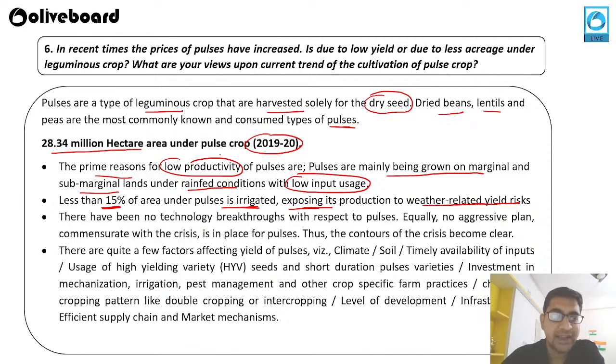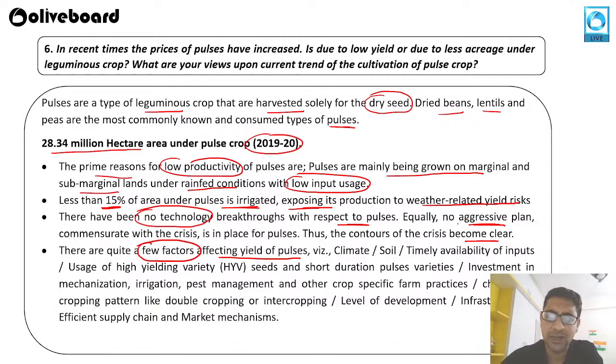Okay, there have been no proper technologies incorporated with respect to pulses, and there has been no aggressive plan to increase the cultivation of pulses. Okay, thus the contour of the crisis becomes very clear. So everybody understands. There are quite a few factors that affect the yield of the pulses.